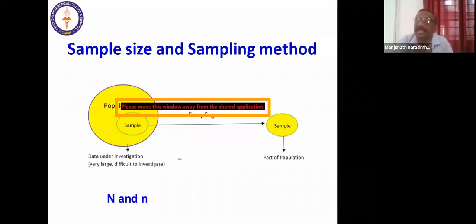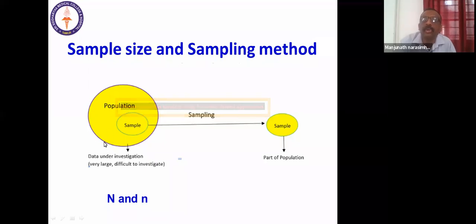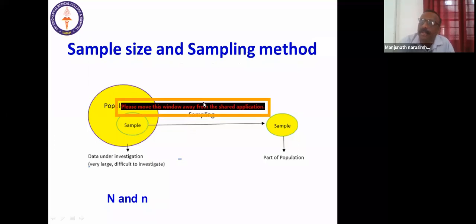Next, you have to mention the sample size and the sampling method. Both have to be mentioned. If you look at this, the population is commonly denoted as capital N, and the sample is small n. You are going to take a small sample from the population, that is, the target population. From this target population, you decide what type of sampling method you want to use, and then you calculate the sample size. Once you calculate the sample size, you collect the information, that is, data collection.